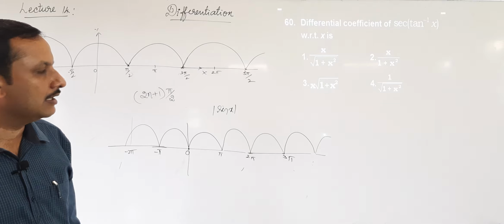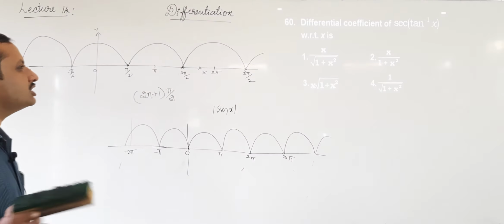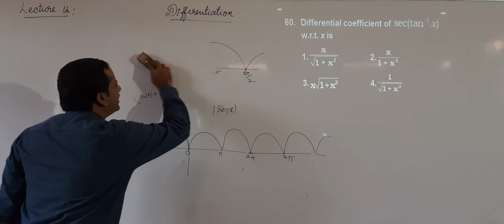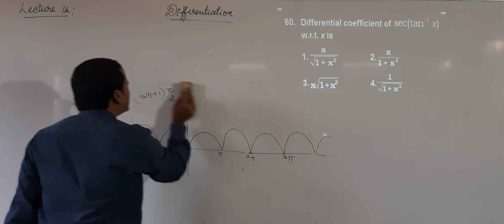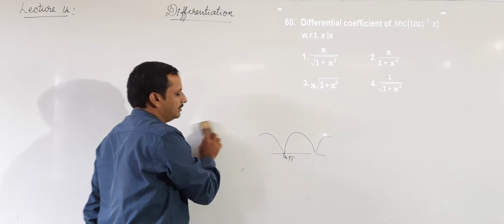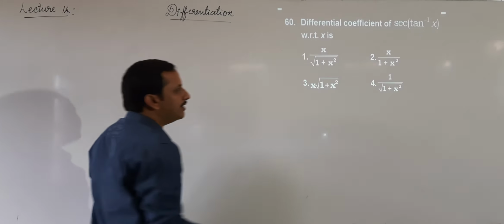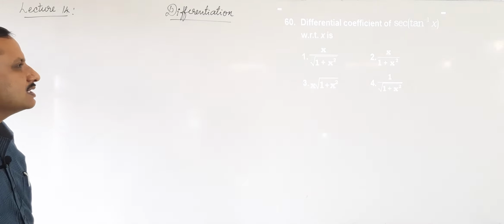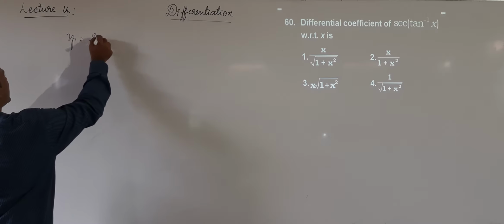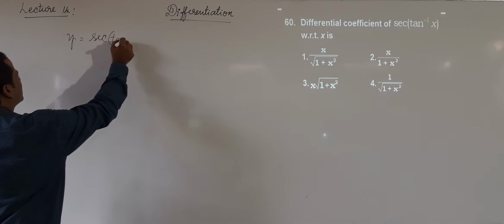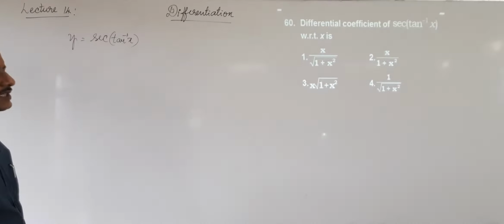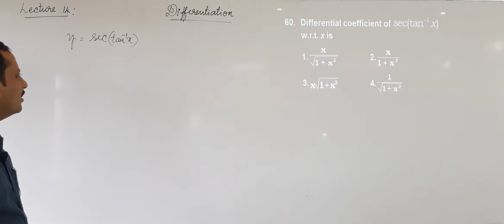Okay. Look at question number 60. Differential coefficient of secant tan inverse x. Differential coefficient is another word for derivative. That's all. So, we are asked to find the derivative of secant tan inverse x with respect to x. Okay. So, I will take it as secant tan inverse x.